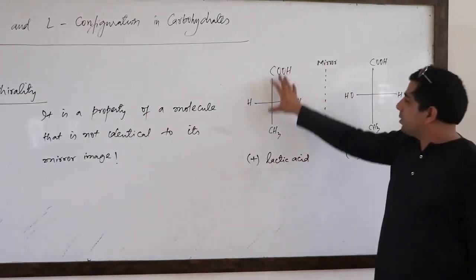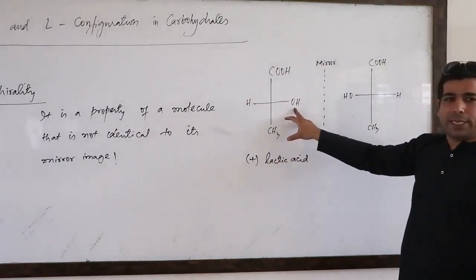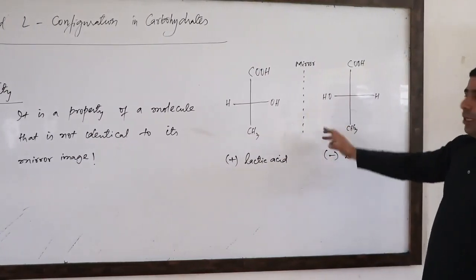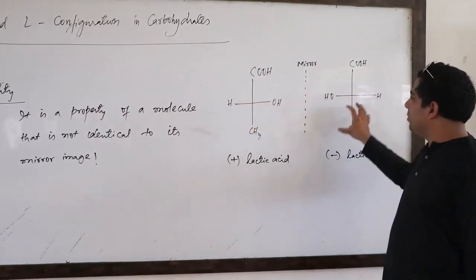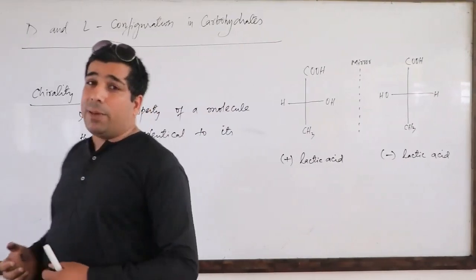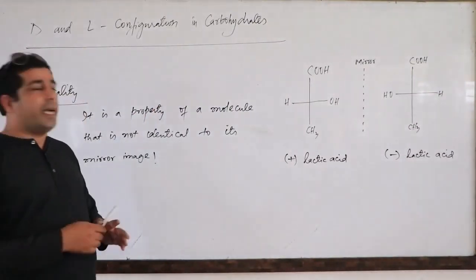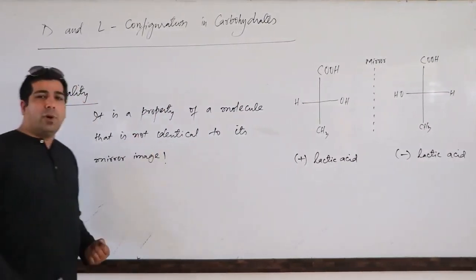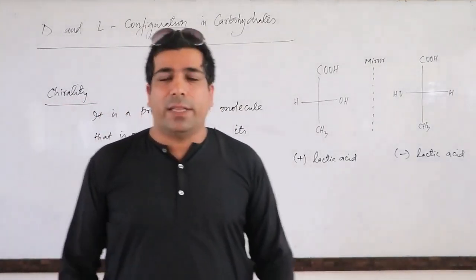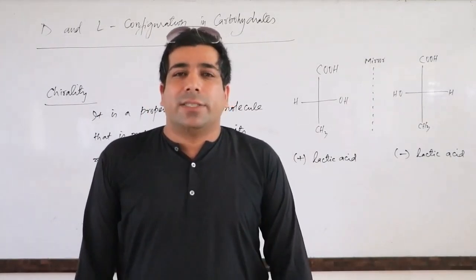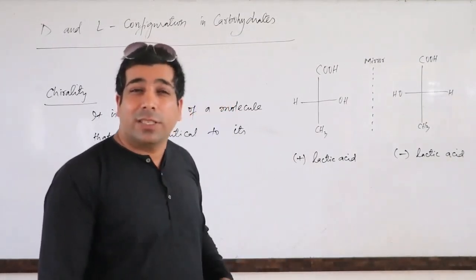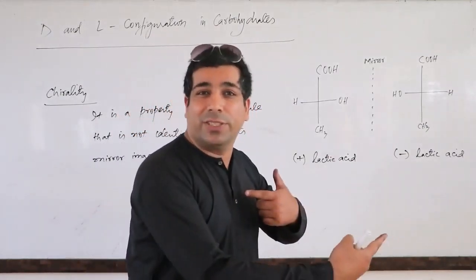You look at this structure. Here the OH group is on the right side and here the OH group is on the left side. That means, are they identical structures or they are exactly opposite structures? They are exactly opposite. They are not identical. So any molecule is said to be chiral when it is not identical to its mirror image, when it's not similar to its mirror image.